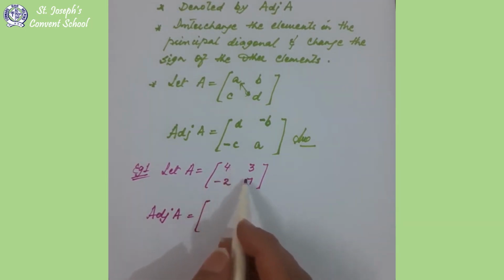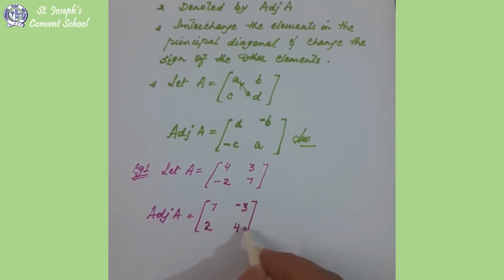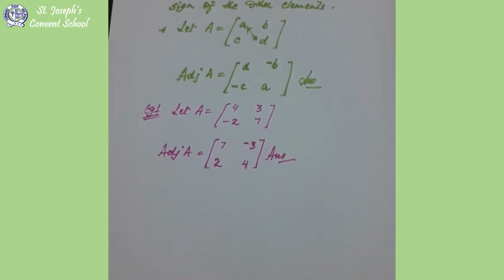Change the place of these two, exchange their places. So 7 will come here, 4 in the end, and these two elements you will change their signs. Plus 3 will change into minus 3, minus 2 will change into plus 2. So this is the answer. Easy it is, simple it is. One more example.